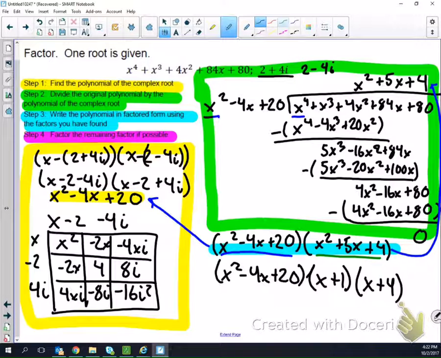All right, and so that was my final step, taking that one polynomial that still could be factored into a smaller form and doing so. All right, so this is your lesson on working with conjugate pairs, and I hope it's helpful.